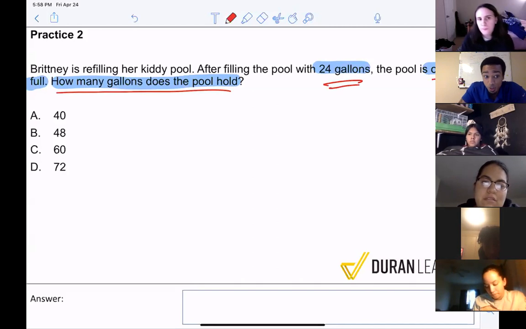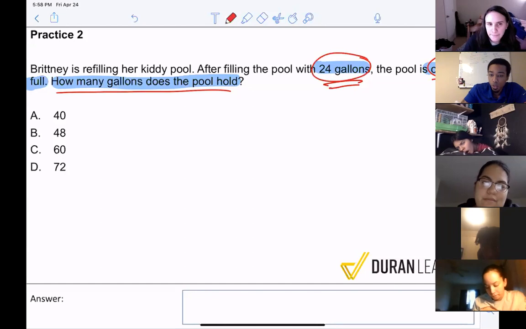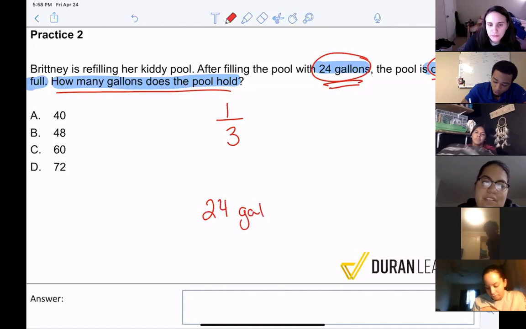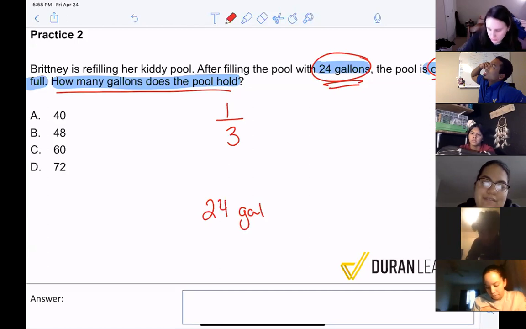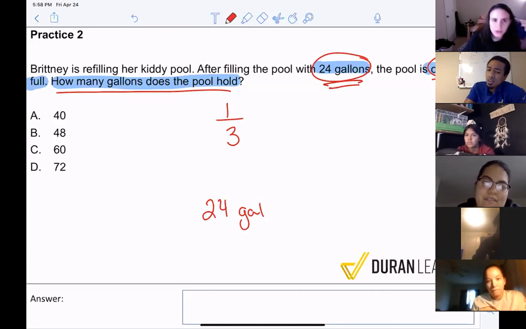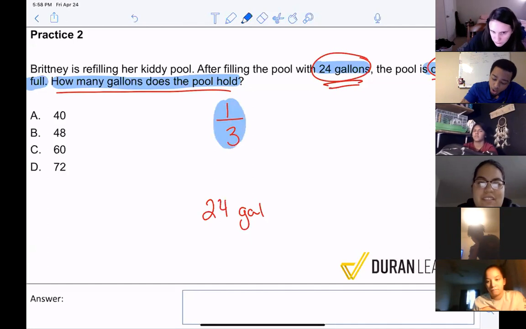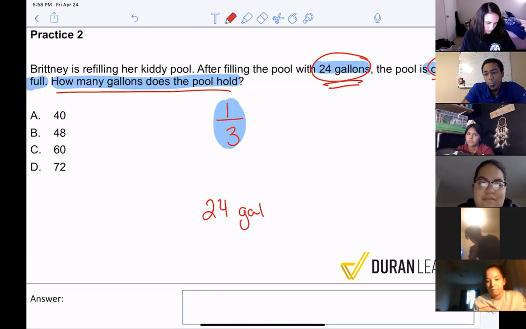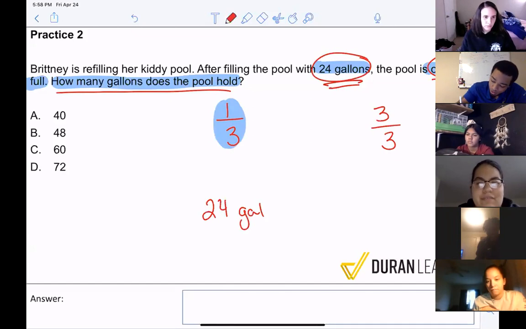Here's where the important information is. 24 gallons is a third of the whole pool. So what they're saying is 1/3 is 24 gallons. Oh, okay. So what is the whole pool? Think about it. What is a whole again? What number is a whole? 1? Yes, one. Absolutely, 1 is whole. But if you're thinking about a fraction, 1 out of 3, what would be the whole thing? What out of 3? 3? Yes. 3 out of 3 is the whole pool.